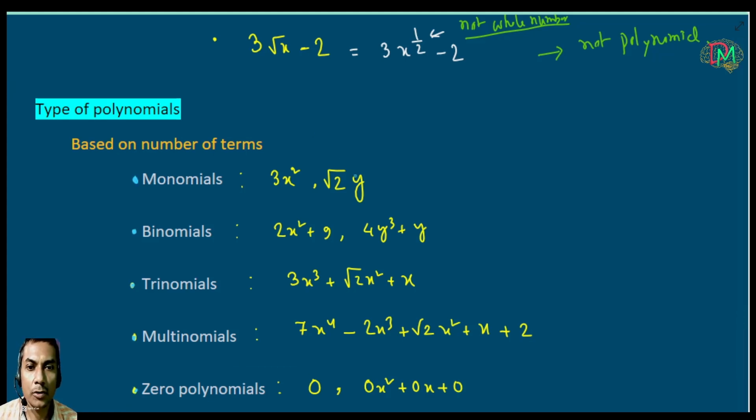One thing you should also remember: if I write any constant, for example 3 by 5, this is also a monomial. Okay, this is also a monomial, because each individual constant itself is a monomial.